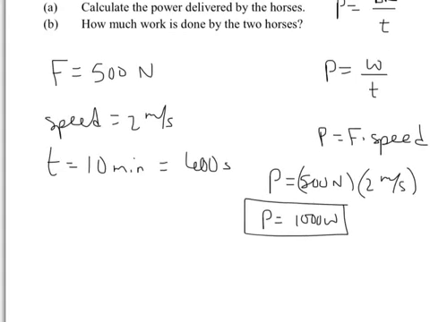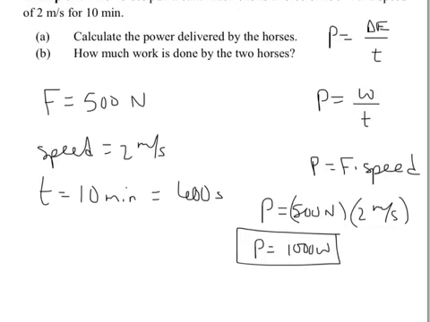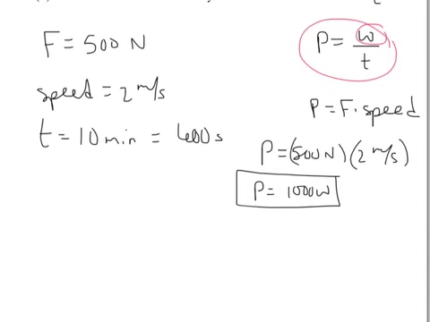For part B, we want to know how much work is done. So clearly we're going to use this formula to find the work done. Now to do that, let's take a look. We'll write our equation out, power equals work over time. We'll then solve for work by multiplying by time. So work is equal to power times time. We have the power right here. We have the time right here.